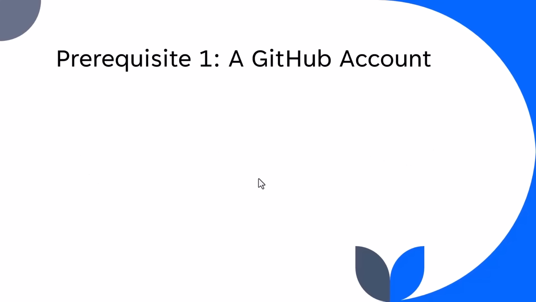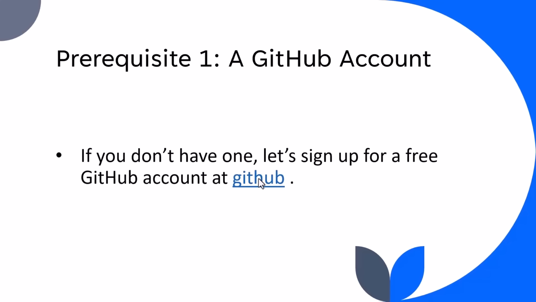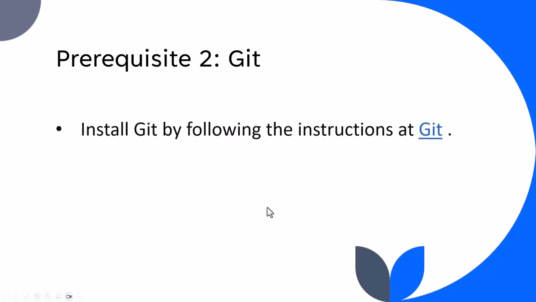Now, first prerequisite is to have a GitHub account. So if you don't have one, let's sign up for a free GitHub account at this link, official GitHub github.com. So second prerequisite is the installation of Git. Following instructions at Git. So this is the URL.